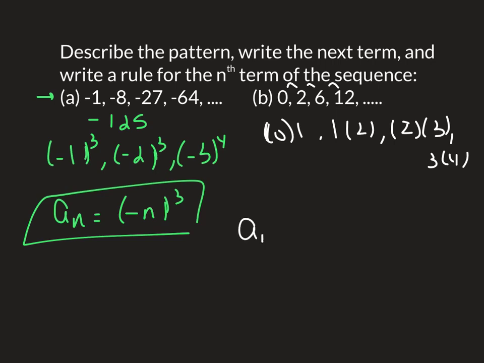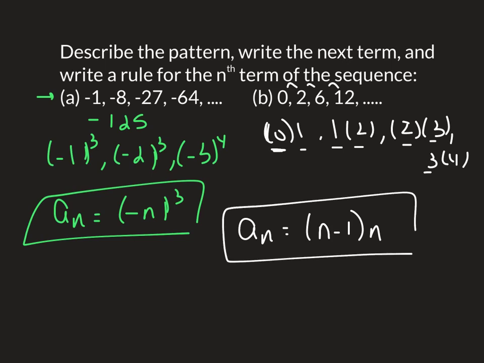I'm going to say a sub n equals. If you look at my pattern, I have 0, 1, 1, 2, 2, 3, 3, 4. So the first number is 1 less than the second number. The way you write that is n minus 1 is 1 less than n, and that's the pattern.